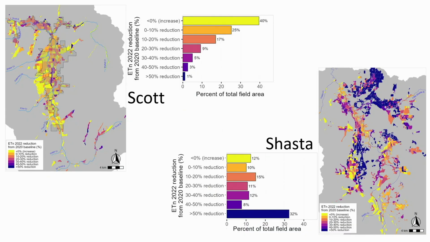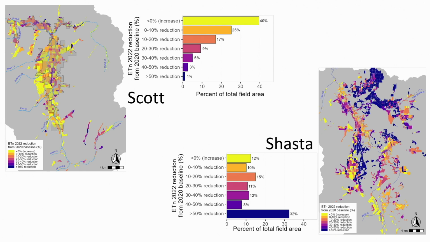Here's some maps at the field scale for each of the fields in OpenET, and the colors there are showing the percent reduction from the baseline year to the curtailment year. And you'll see that in the Shasta, that dark blue purple color, that's greater than a 50% reduction in net ET.